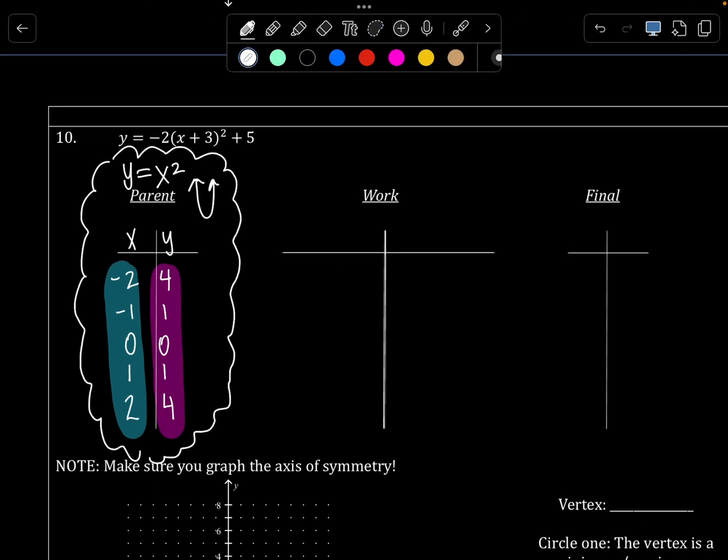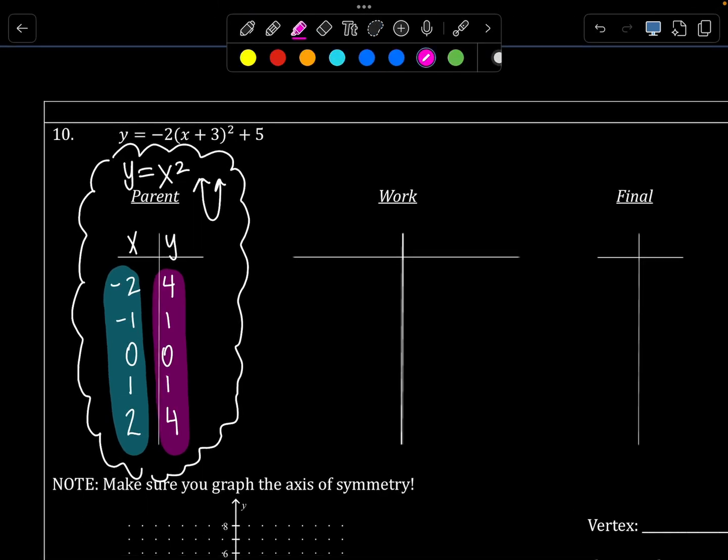And now I have to focus on this. Okay, so I add 3 to the x's, but I do the opposite. I do my x minus 3. This is a plus 5, and in the y's, we do plus 5, but we have a minus 2, so our y's get stretched out. So let's go ahead and do this.